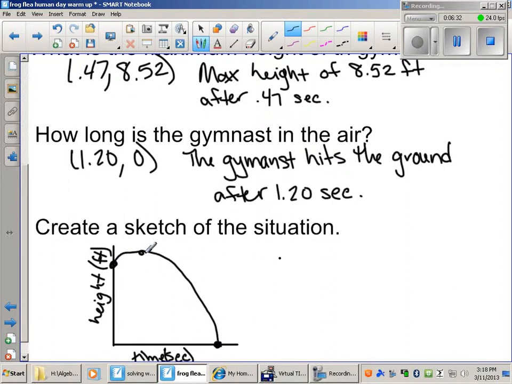But if I look at what I already have up here, I've already found most of those values. The max height is 0.47, 8.52. The point at which she hits the ground is this one here, which would be 1.20, comma 0. And then the starting point, well, she started at a height of 0, comma 5.